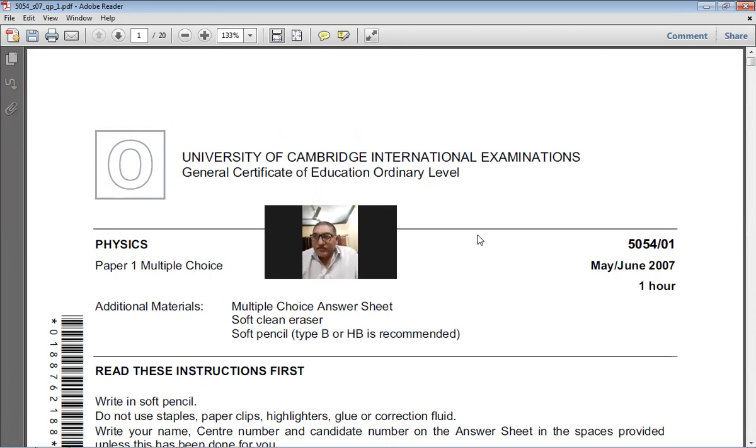So that was the May-June 2007 paper 1 of physics. We were studying the Cambridge O-levels of physics 5054. Today we have done the May-June 2007 paper. Hopefully you have understood this paper.